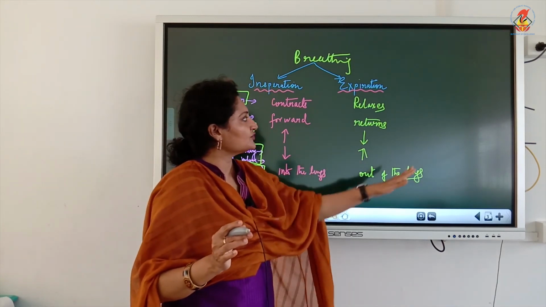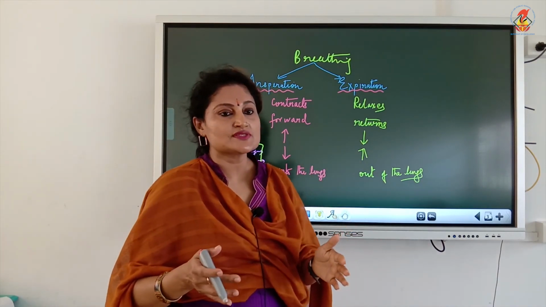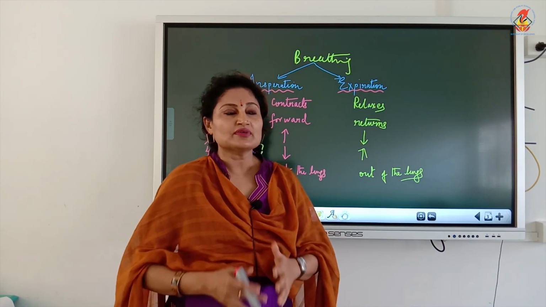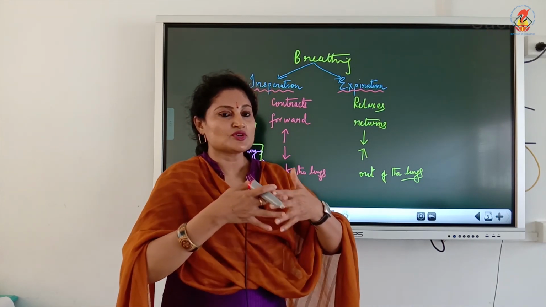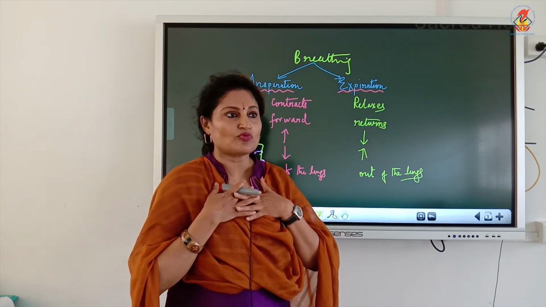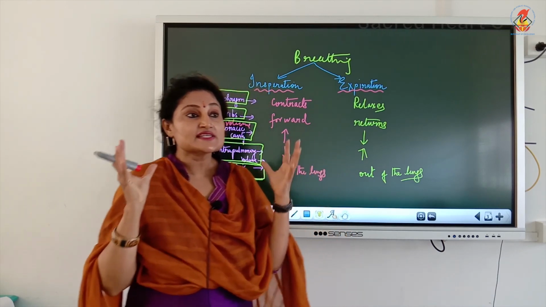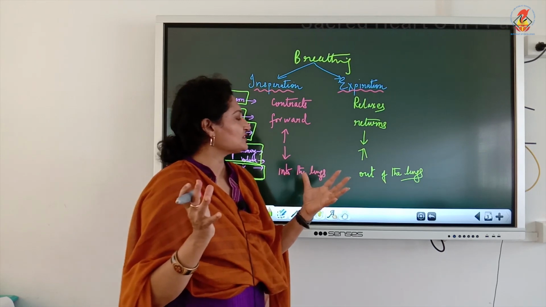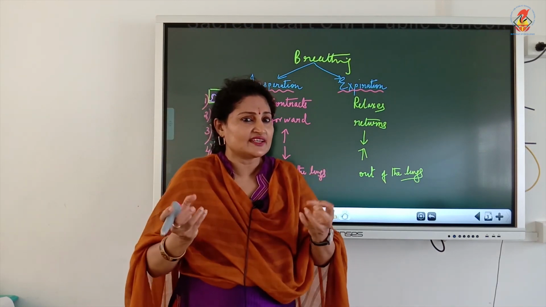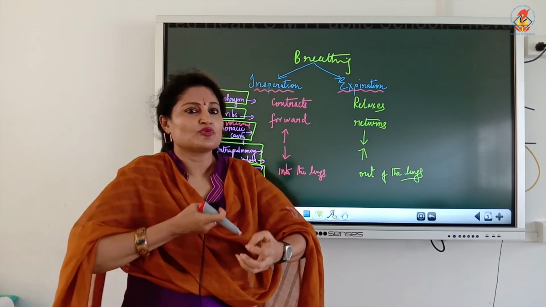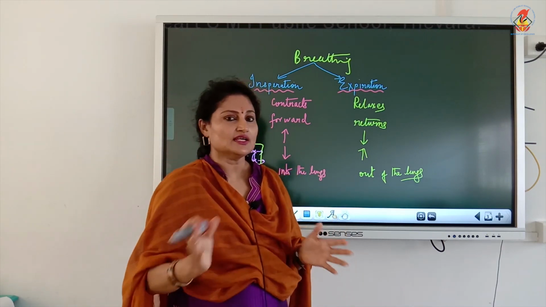On the other hand, during expiration, what happens? Your diaphragm returns to its original location. And what happens to your ribs? Ribs also return or relax. As a result, what happens to the chest cavity or the thoracic cavity? It reduces. Then what happens to the pressure of the air there? It increases, and therefore the air is pushed out of the lungs.